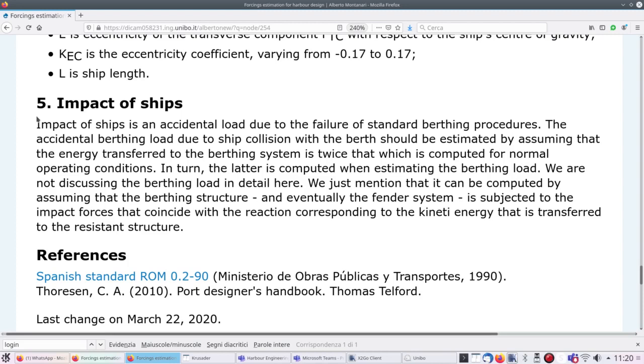The reason why we don't discuss them is again that this topic is mainly based on the use of empirical relationships which consider the typical velocity of berthing and compute the kinetic energy, and through empirical coefficients, they compute the energy that is transmitted to the berth.